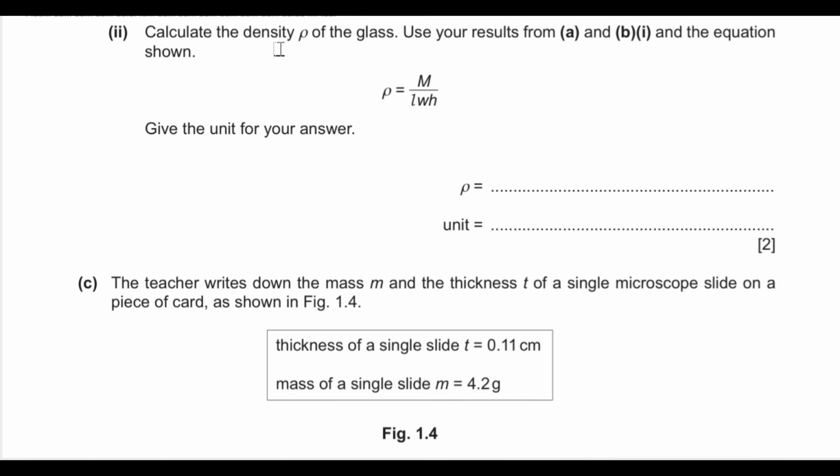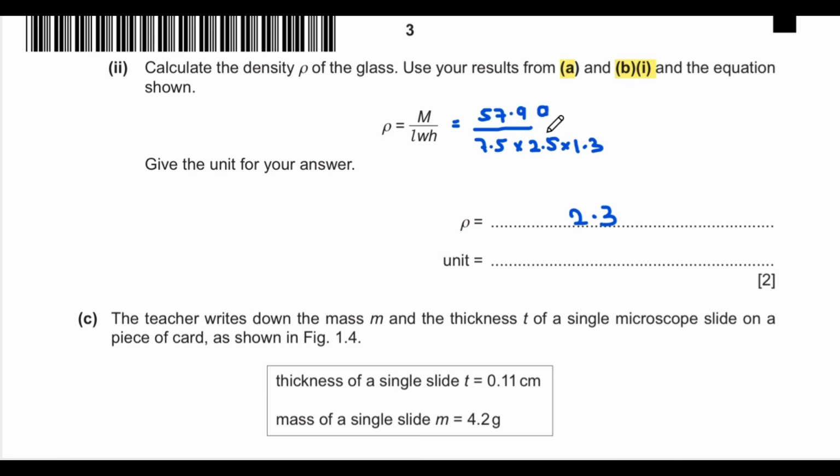Question number 2 says calculate the density of the glass. Use your results from part A and part B and the equation that is shown. So here we have the equation. Give the units for your answer. So mass is 57.9, length is 7.5, width is 2.5 and height is 1.3. Doing all the calculations in the calculator, the density would be 5.3. Now to units, mass is given in grams. Centimeter times centimeter times centimeter would be centimeter cube. So units are gram per centimeter cube.